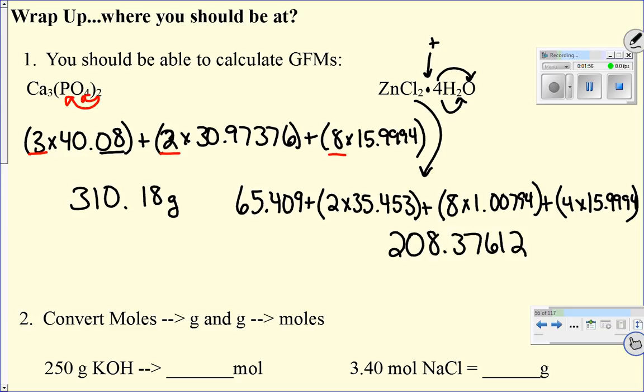And this comes out to 208.37612 grams. Looking at my decimal places here, I have 2 numbers that have 3 decimal places in them, so that's what I'm going to be limited to. I can take off my 1, 2 right here. Oh, and I'm sorry, these are actually grams per mole, not grams. So because these are GFMs, that would be the number of grams you would have in 1 mole of this substance.